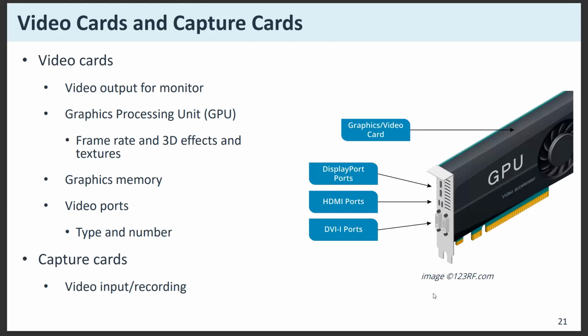All right. Many videos need a video card and also a capture card if you wanna make your own video using the cameras that your computer can be attached to. And this one could be a video card that will have output for a monitor. Also, you need to take into consideration the graphics processing unit, the frame rate, and the 3D effects and textures, the memory that the card has, the port, the type, the numbers, and the size also, and the connectivity, because depending on the size and the connectivity, you may sometimes have to use an adapter.